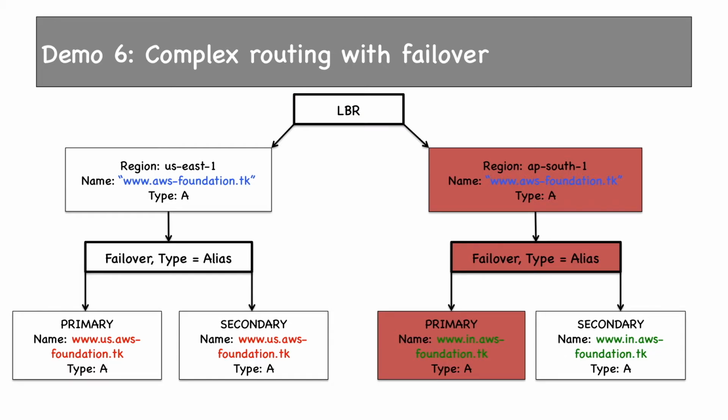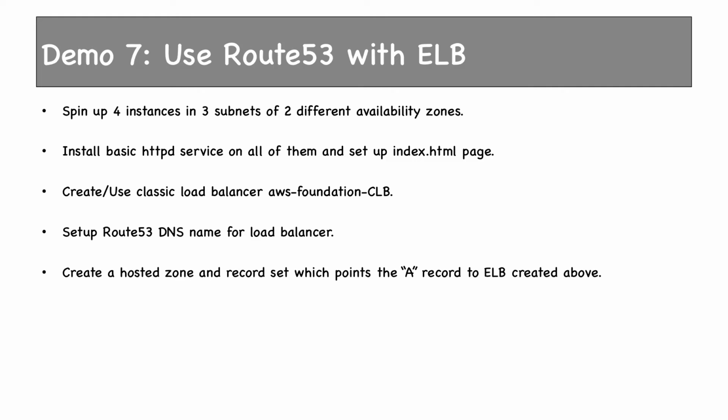If someone from USA would try to access this domain name, then it would hit the latency based routing policy, then it would go here, from there it will go to the failover record type and finally to this primary EC2 instance. This is our second demo.